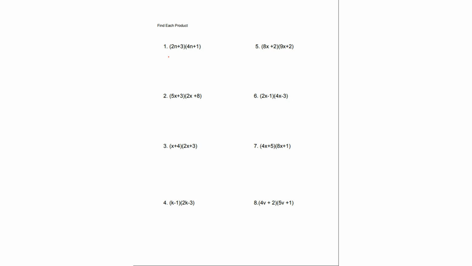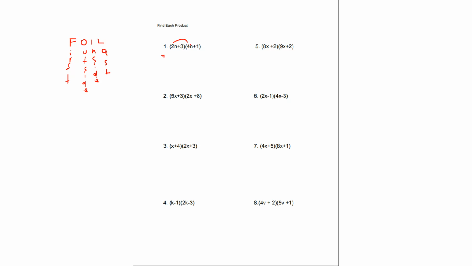Okay, so for this first part of the worksheet, they want you to find each product, and just to refresh, FOIL is what you should use. Makes it pretty simple. So it's just first, outside, inside, last. Right, so for number 1, do first.